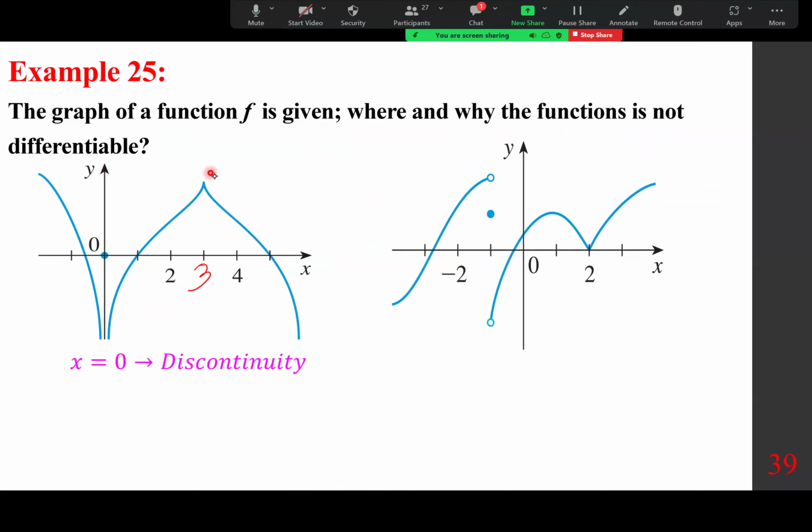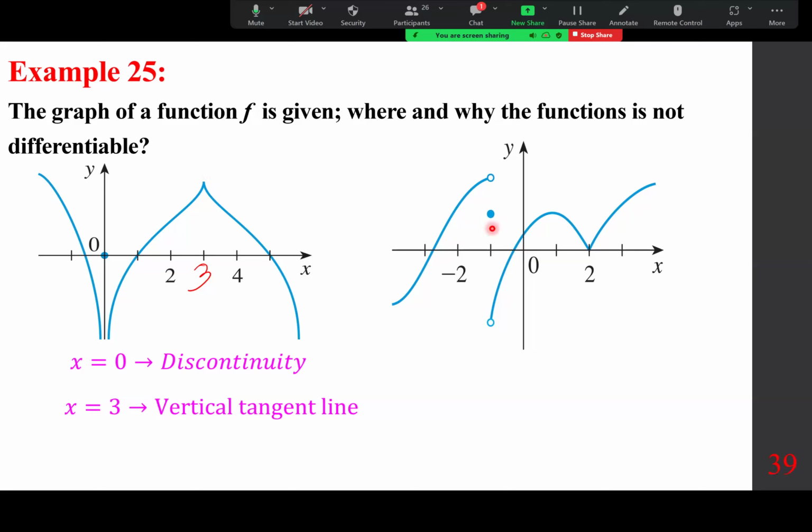Clearly at x equals 3, there is a vertical tangent line. If you don't see it and you see it's a sharp corner, I'm okay with that. But I'm going to show you the difference between the vertical tangent line and a sharp corner in a moment.